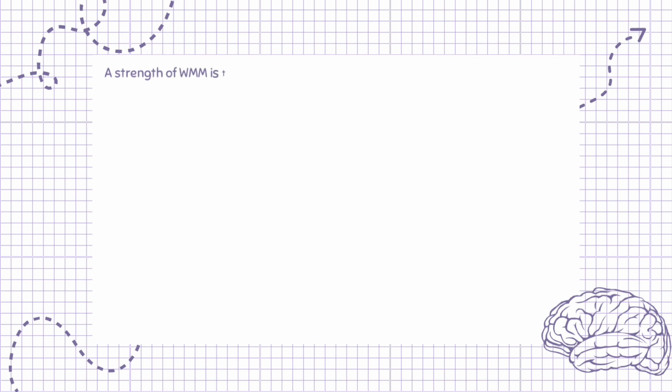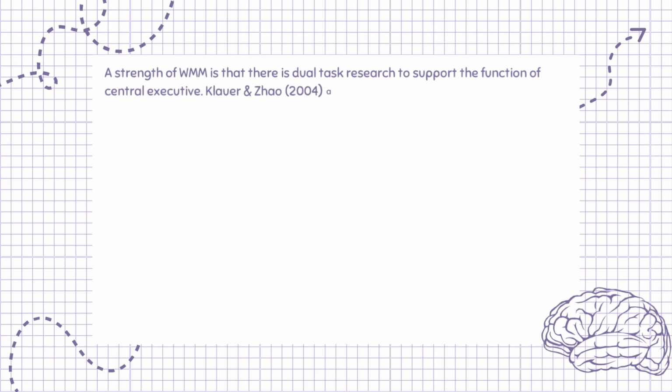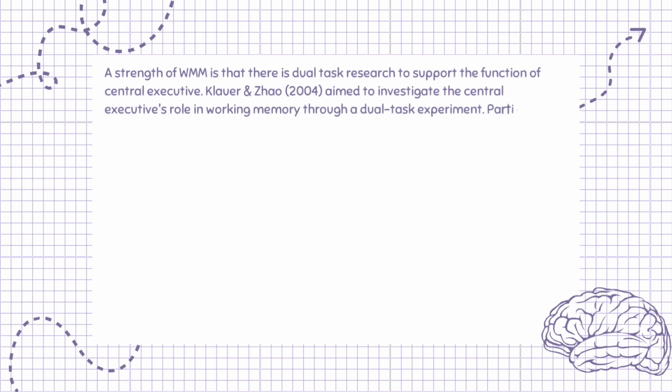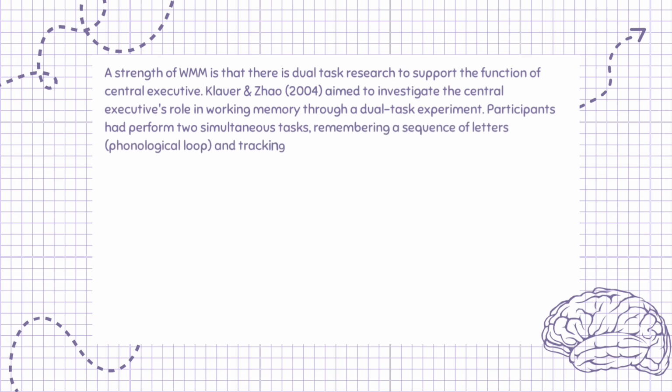A strength of the working memory model is that there is dual-task research to support the function of the central executive. Clower and Zhao, 2004, aimed to investigate the central executive's role in working memory through a dual-task experiment. Participants performed two simultaneous tasks, remembering a sequence of letters, phonological loop, and tracking a moving target on a screen, visuospatial sketchpad.